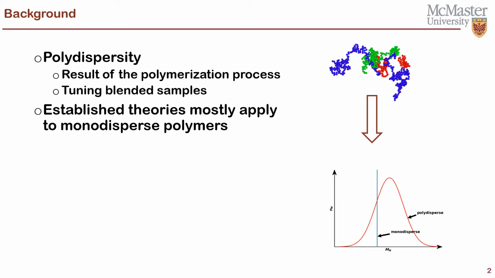Regardless of the polymerization method employed, it's a given that there will be some degree of polydispersity, which refers to the non-uniform distribution of chain lengths in a polymer sample. Sometimes different chain lengths are blended together to enhance their rheological properties or the mechanical strength of a sample. However, most of the established theories of polymer dynamics apply mainly to monodisperse samples. In this work, we focus on how the different chain lengths that make up a polydisperse sample affect each other's dynamics in a polymer melt.